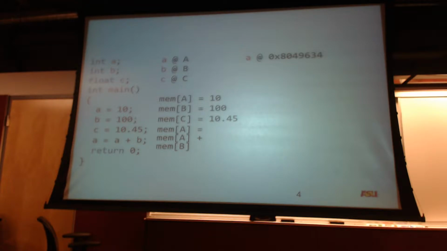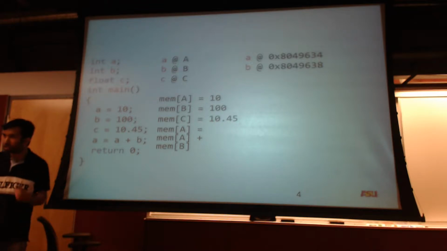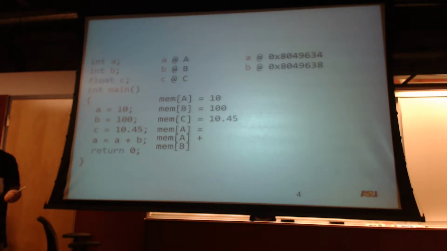But once A is at that address, where will B be? Turns out that B is at this address. And notice the difference is 4. The difference between the address of A and the address of B is 4. Why? That's the size of int. That's the size of int, 4 bytes, 32 bits. Right? So it is a 32-bit system. From this you can understand that this is a 32-bit system, not a 64-bit system, because for int it keeps 32 bits or 4 bytes.